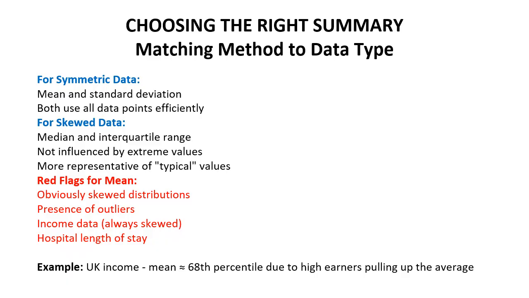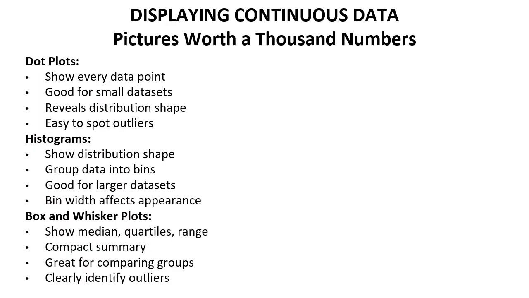Then we also have a real world example. If we look at United Kingdom income data, the mean annual pay is equivalent to the 68th percentile. So this means 68% of people earn less than average. This happens because high earners pull the mean upward. So the median gives us a better sense of what a typical person earns. Our textbook says if the distribution is symmetric, then the mean and median will be close. As the distribution is skewed, then the median and interquartile range are, in general, more appropriate summary measures than the mean and standard deviation.